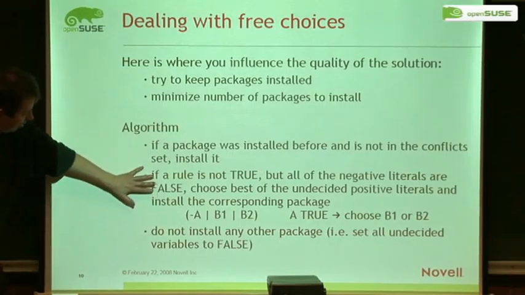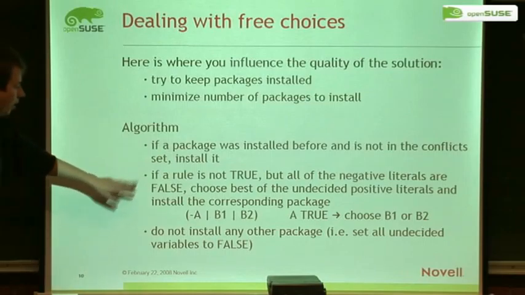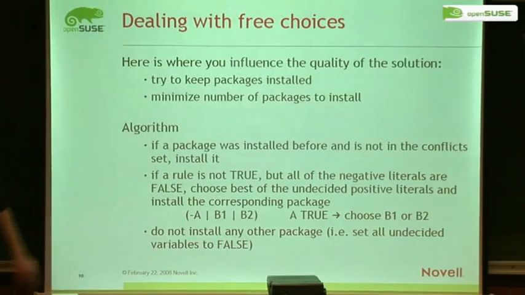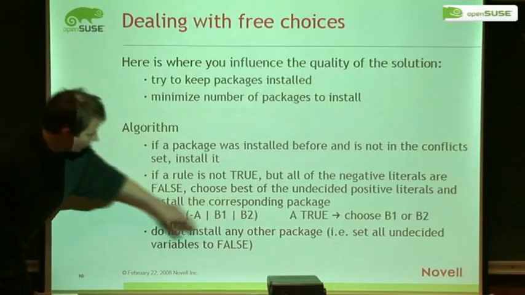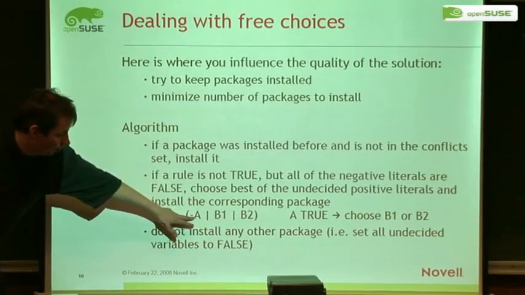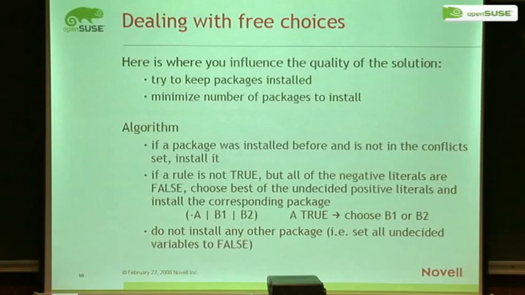And the other part is that it's dealing with how to find a minimal solution. If we have rules that are not yet true, of course if it is true I don't even want to look at it anymore, and all negative literals are false, then I can choose from the positive literals any package with some metric, normally the best version, and install it. So in here with our example, if A is true, then I have an unfulfilled dependency. So I have to choose between B1 and B2, and I normally choose the package with the highest version and then install it.